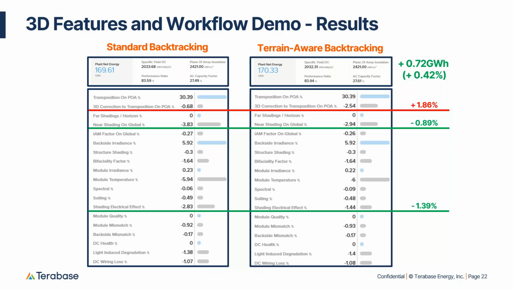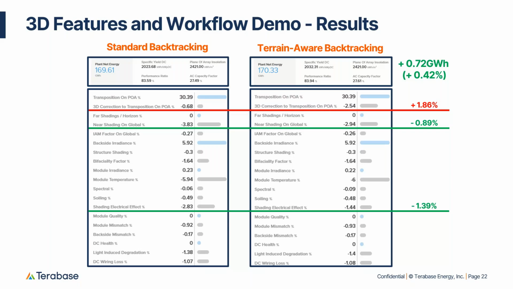There are 3 primary loss factors to pay attention to. The first is the 3D correction to transposition on POA. This is a new loss factor for version 12 and will be 0% when running predictions without 3D scenes. This represents the loss or gain in the plane of array irradiance for the 3D scene, which will have many orientations, relative to the baseline 2D assumed orientation. In this case, the terrain-aware backtracking case has increased the loss by 1.86% relative to the standard backtracking case.